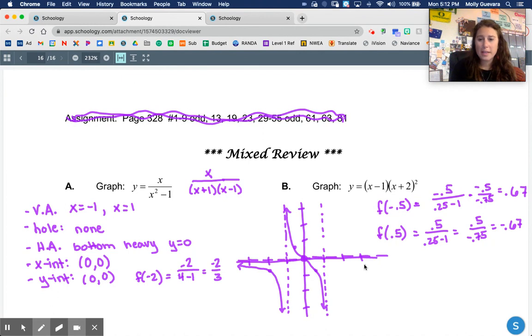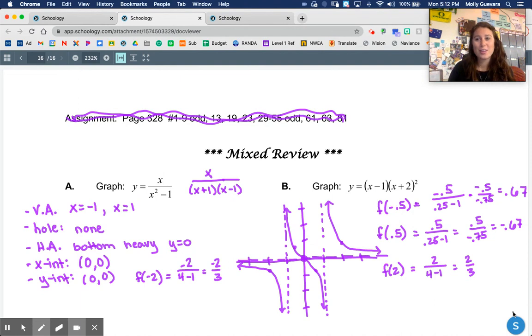And then the last thing, I need to know what's going on to the right. So I'm going to plug in 2. If I plug in 2, I get 2 on top. And 2 squared is 4, so 4 minus 1 on bottom, and I get positive 2/3. So at 2, I get positive 2/3. So that's enough to tell me that the graph is approaching my asymptotes above the x-axis. And there's my graph.